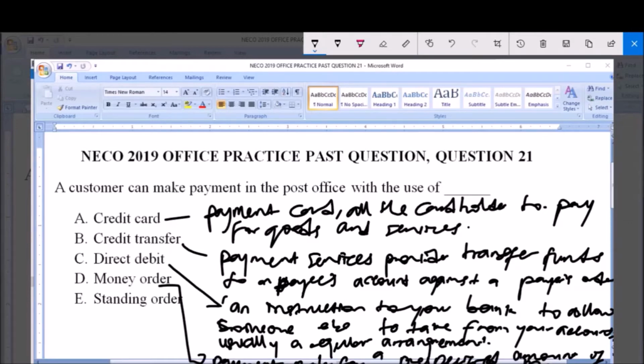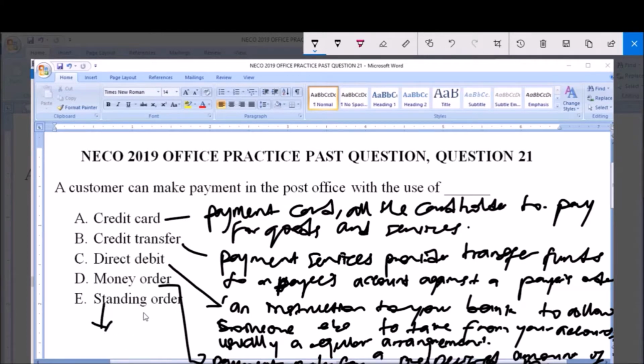Now a money order is more trusted than even a personal check. It's a financial instrument that is even more trusted than a personal check, and a money order can be used to make payments in a post office. Because when a company or an individual prepares a money order, a customer can simply come to the post office, pick this money order, and make the required payments. So a money order can be used to make payments in the post office. Now here says standing order.